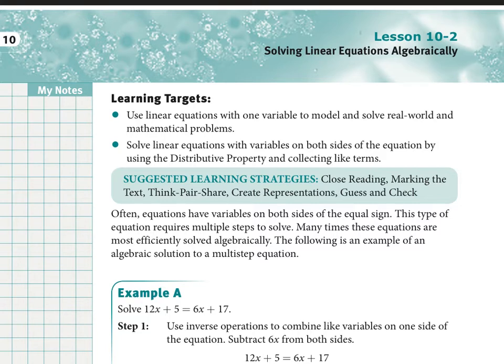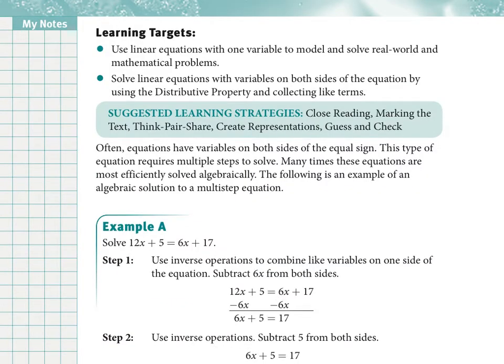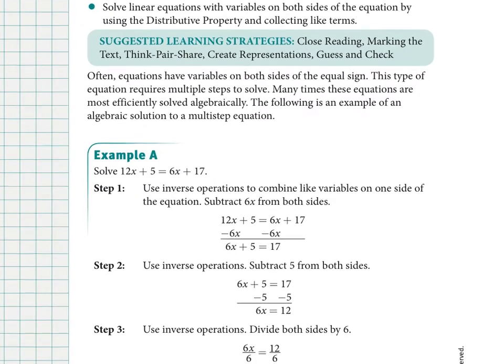So sometimes equations have variables on both sides of the equal sign, and this is going to require a bunch of steps. So let's walk through a couple examples right here, and we'll get through the best way to tackle these problems. All right, so example A is kind of worked out for us. So let's just talk through the steps and make sure we're clear on what's going on here.